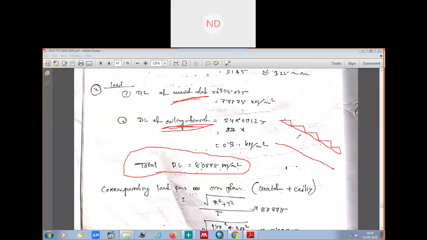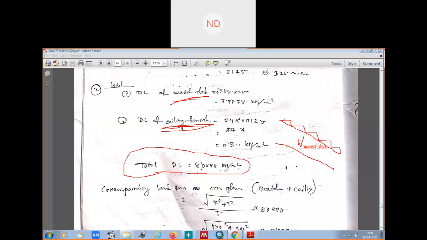First of all, we are calculating the dead load from this waist slab thickness, as well as the ceiling finish, which also has a dead load. So this much is the total dead load from this waist slab and the ceiling finish.